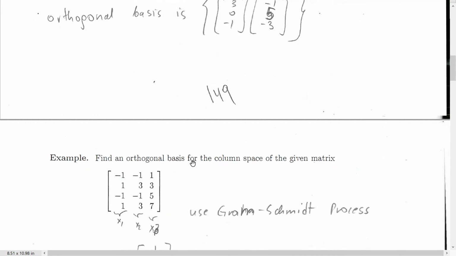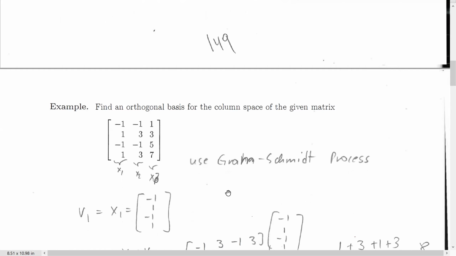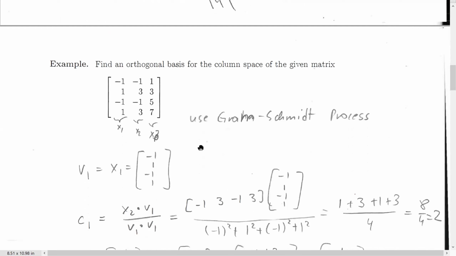Find an orthogonal basis for the column space of the given matrix. So this is the column space. We would need to check if they are linearly independent, but then we can find the orthogonal vectors. So we use the Gram-Schmidt process. In the Gram-Schmidt process, the first vector V1 is the same as my first vector.